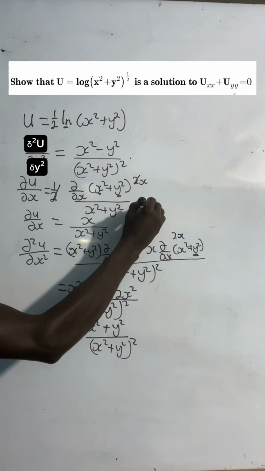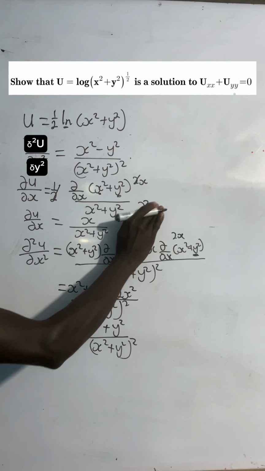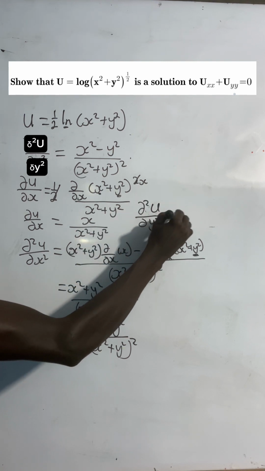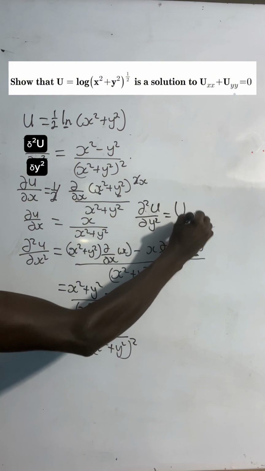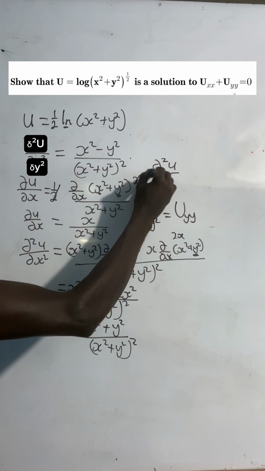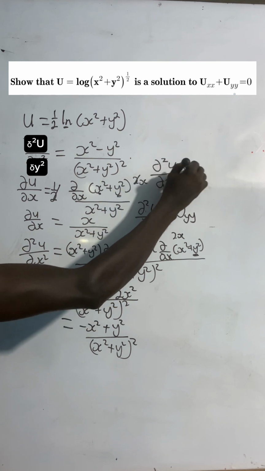Now, we have that del squared u on del y squared equals u subscript yy, and del squared u on del x squared equals u subscript xx.